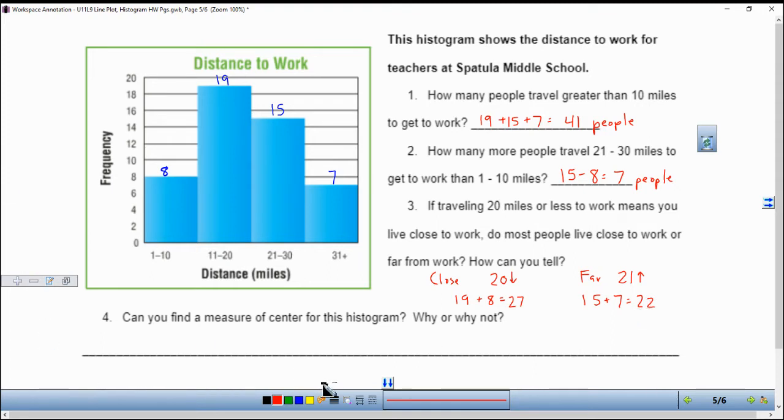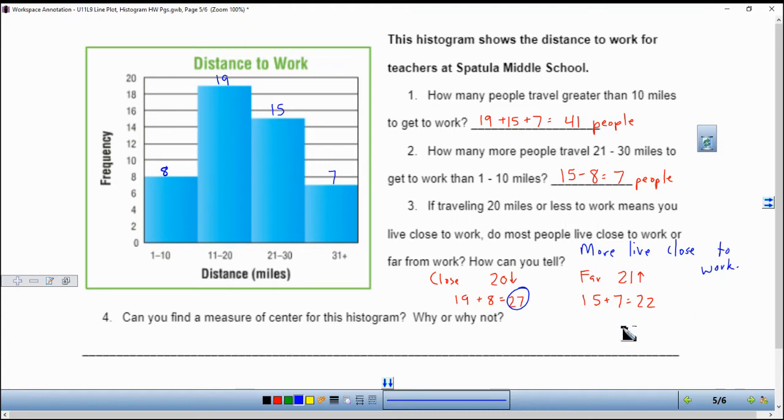So do more live close to work or far from work? It seems like more live close. And there's not a lot of room here, but I'm going to write more live close to work. To Spatula Middle School.